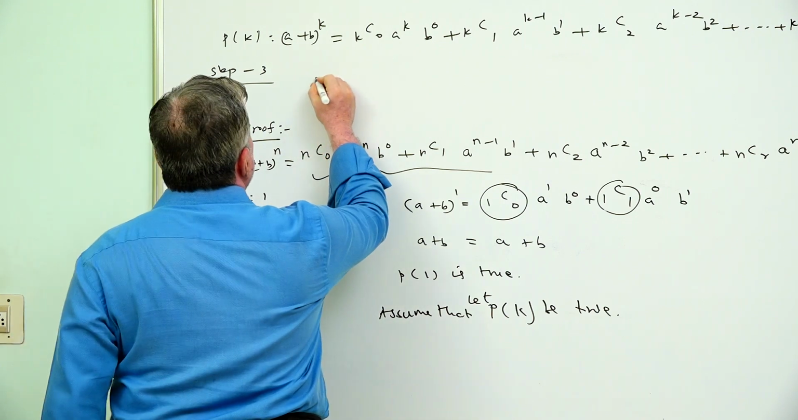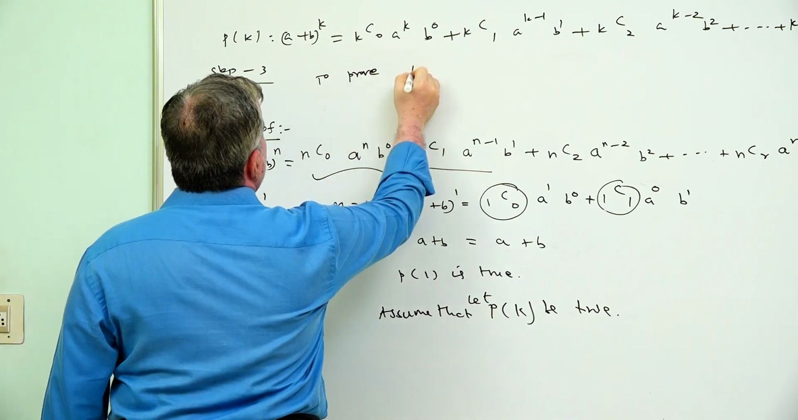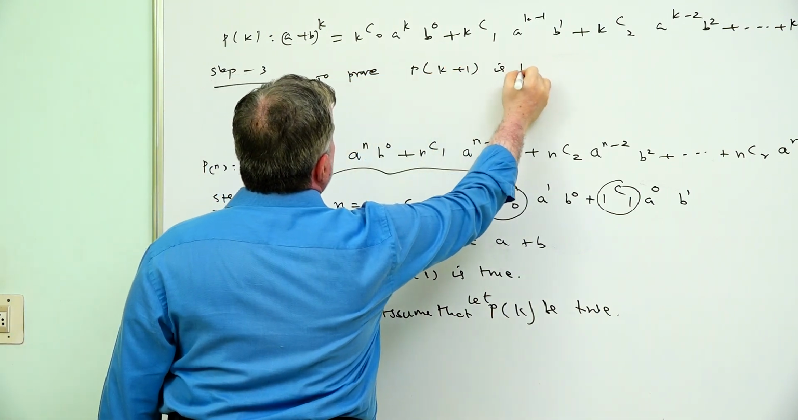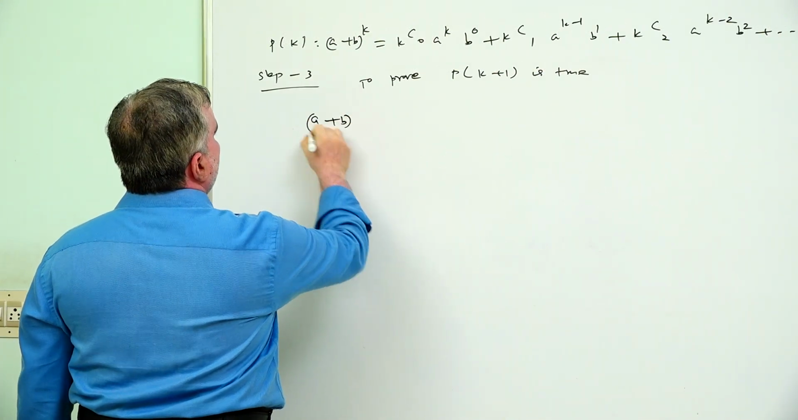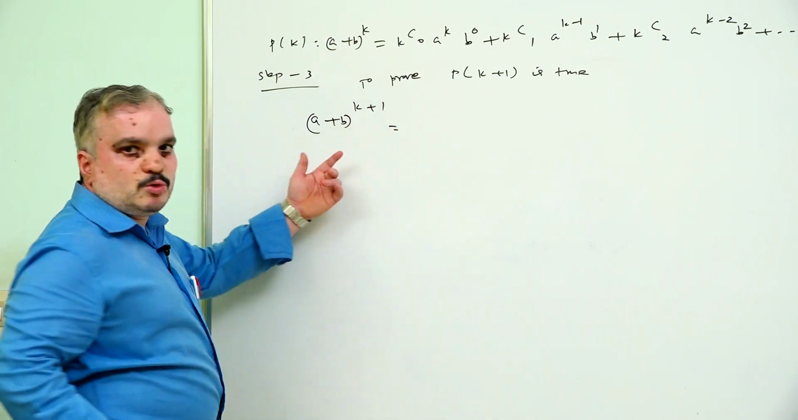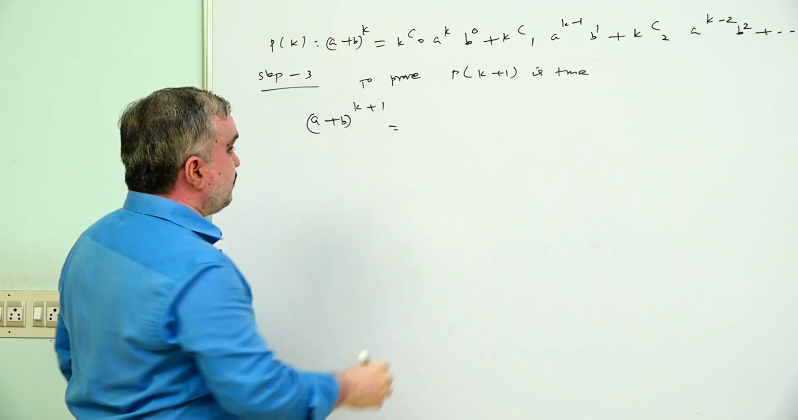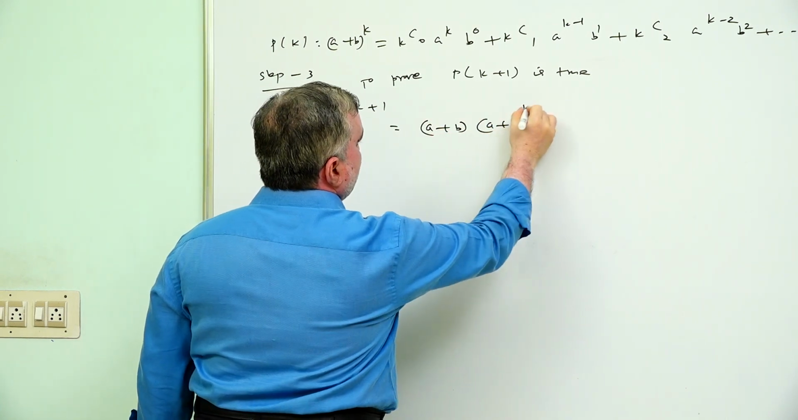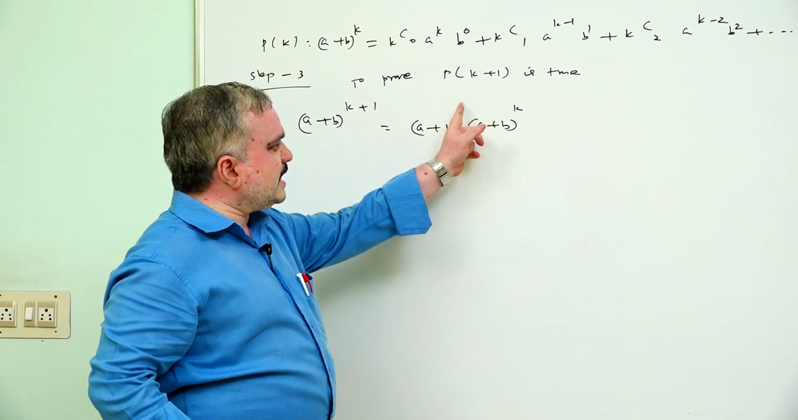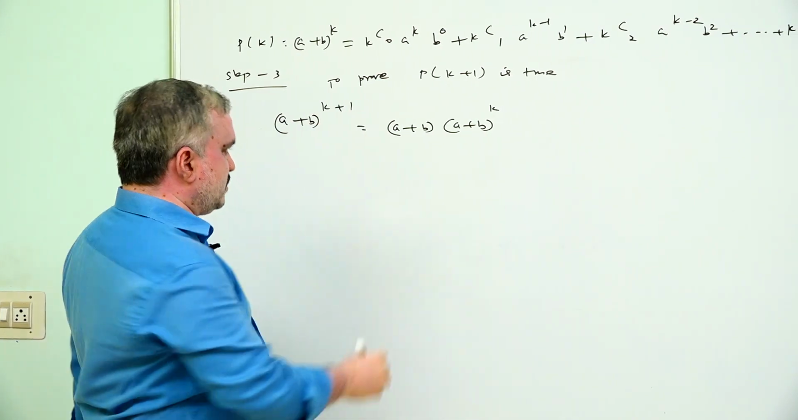So, to prove P(k+1) is true, we find (a + b)^(k+1). You know that (a + b)^(k+1) we write as (a + b) into (a + b)^k. The powers you can add, we get (a + b)^(k+1).